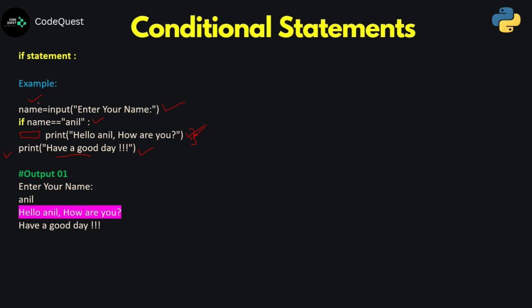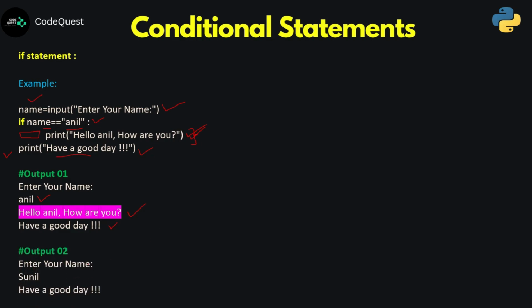So if I supply the name as Anil, only then this condition becomes true, as a result of which we will get this hello Anil, how are you? Now see here, in this output, we have given Anil as the input. Because the name is Anil and we are comparing with Anil, both are matching, hence the result is true. Condition has given a true value. Because it is true, we are able to get this hello Anil, how are you? And of course, like I said, this have a good day is not going to be verified with the condition. It will be executing at any point of time.